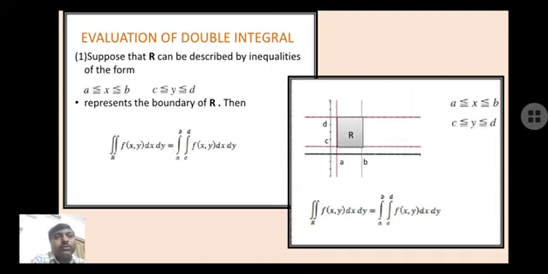Now we discuss the evaluation of double integrals. In general, the evaluation of double integration is based on the limits.